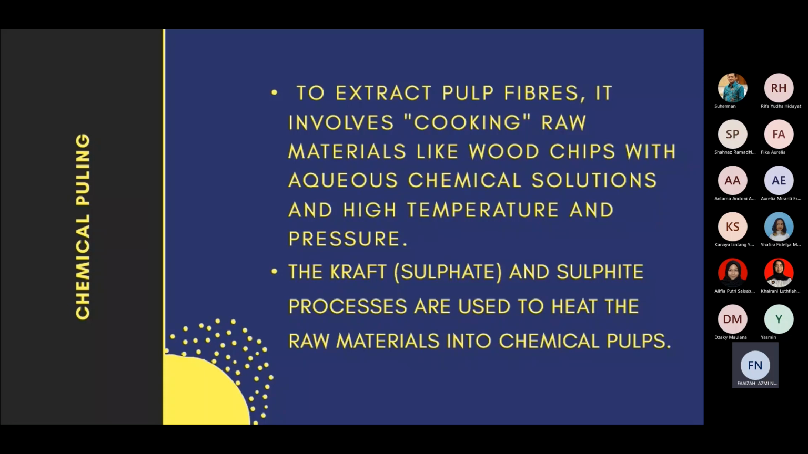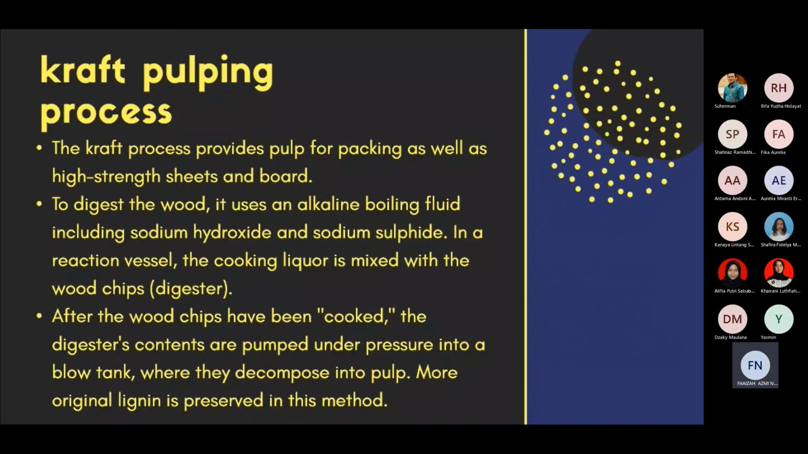The kraft and sulfite processes are used to heat the raw material into chemical pulps. In chemical pulping, there is the kraft pulping process involved. The kraft process provides pulp for packing as well as high-strength sheets and board. To digest the wood, it uses an alkaline boiling fluid including sodium hydroxide and sodium sulfide.